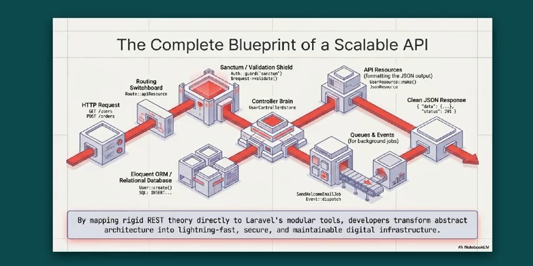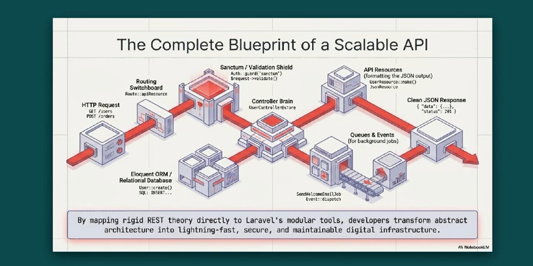By mapping rigid REST theory directly to modular tools, developers transform abstract architecture into physical, maintainable digital infrastructure. That is the ultimate takeaway of this document. It is the difference between simply knowing how an internal combustion engine works in theory and actually holding the wrench to build one. It gives you an entirely new lens through which to view the digital world.